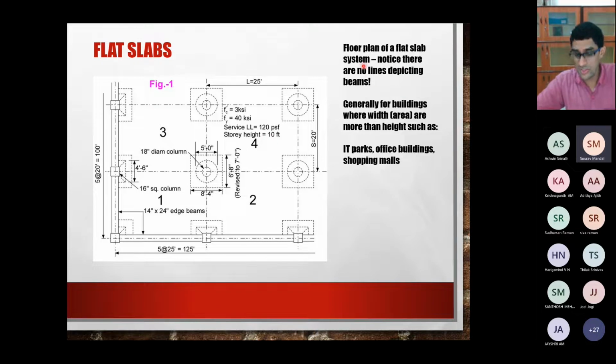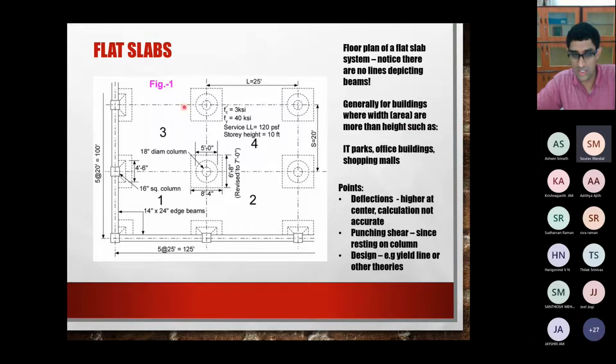So this is how the floor plan will look. Notice that there are no lines which depict beams. Generally they are used for buildings where the area is always more than the height. So wherever you have large areas, such as IT parks, office buildings, shopping malls, etc., these are used. Next time you go to a shopping mall or to watch a movie and you go in a car, sometimes you may see that the car parking will have this kind of a system above it.